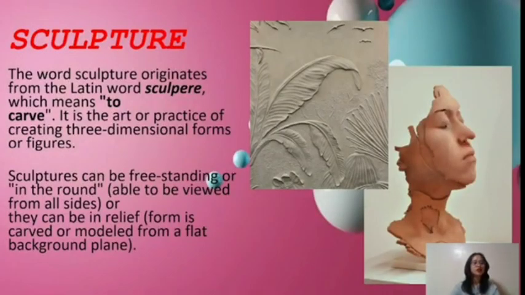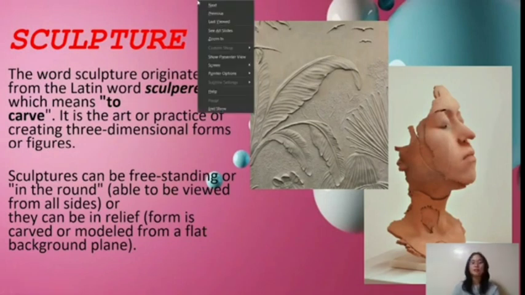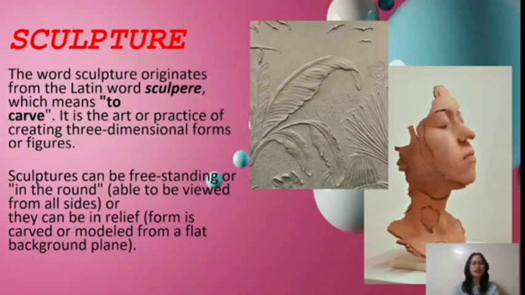What is a sculpture? The word sculpture originates from the Latin word sculpere, which means to carve. It is the art or practice of creating three-dimensional forms or figures. Well, it is easy to understand: sculpture comes from the Latin word sculpere, meaning to carve in English, or mag-ukit in Tagalog. It is the art or practice of creating three-dimensional forms or figures.